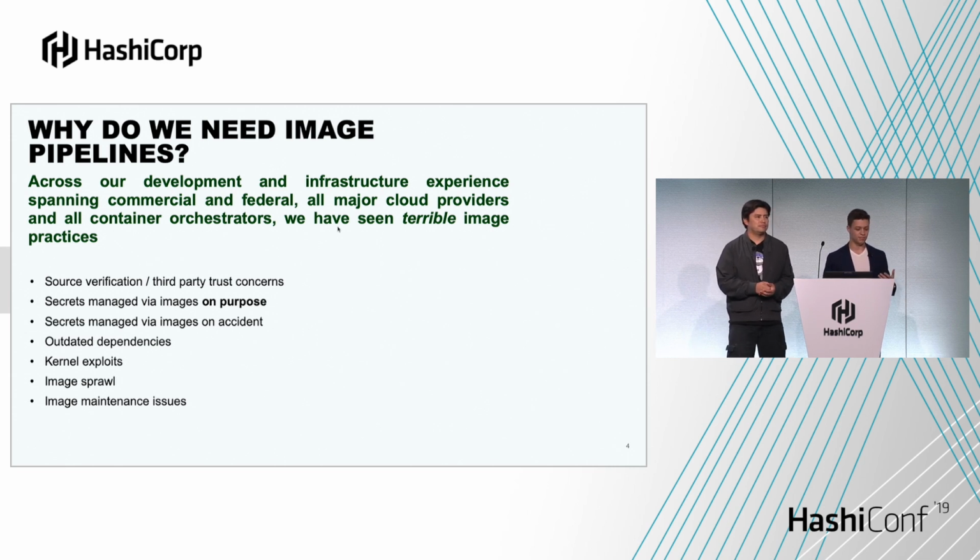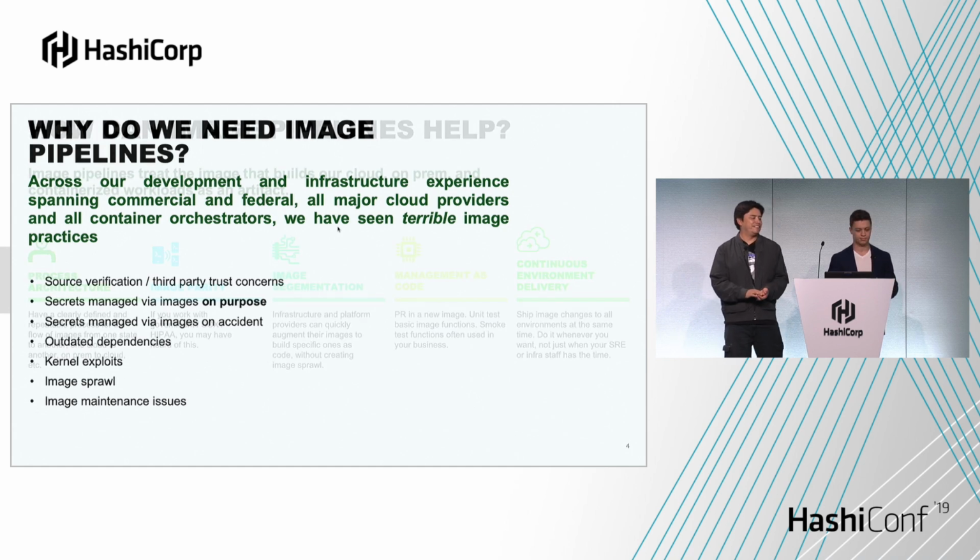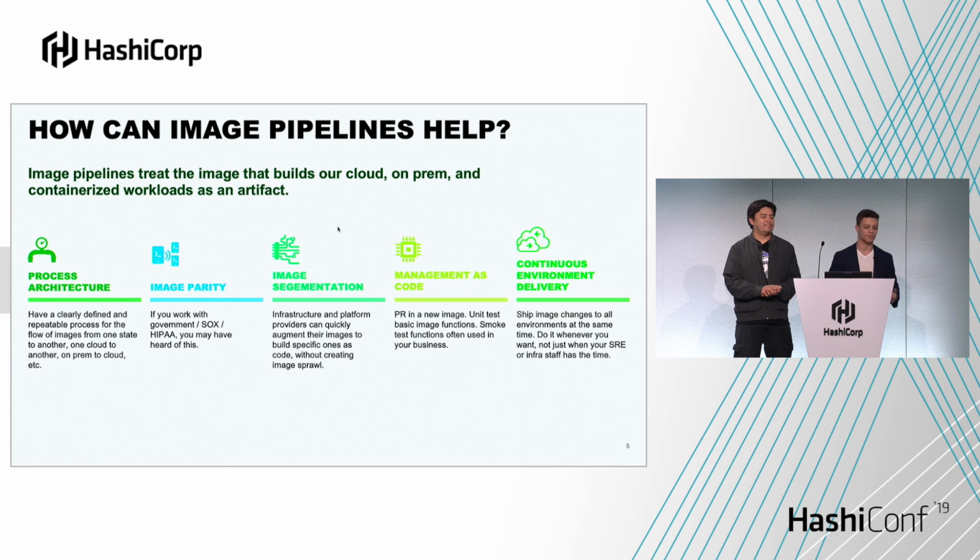Image sprawl and maintenance issues, just general management concerns with how many images and what types of images are floating around. And in the federal space in particular, you run into source verification, where you've got things like zero trust networking and zero party trust, where you can't really trust the source of your image that was just given to you by the cloud provider. So how really then do image pipelines help solve those problems?